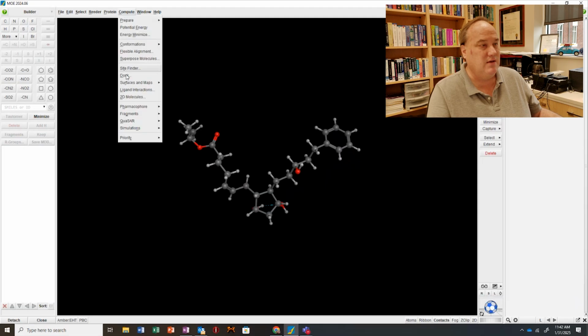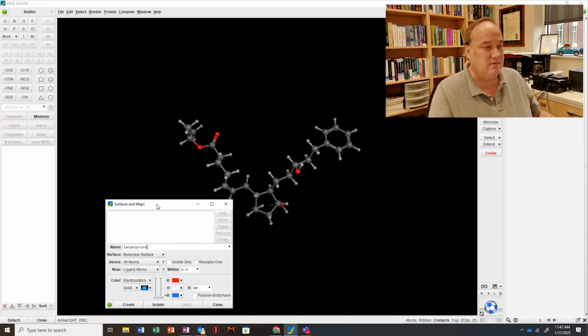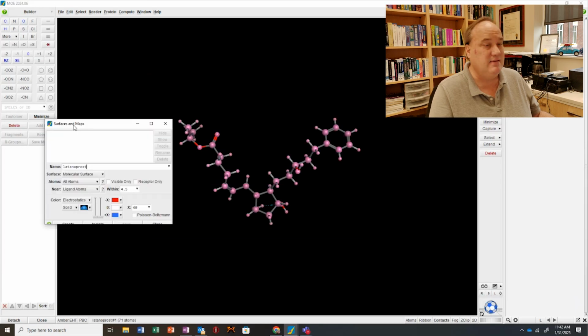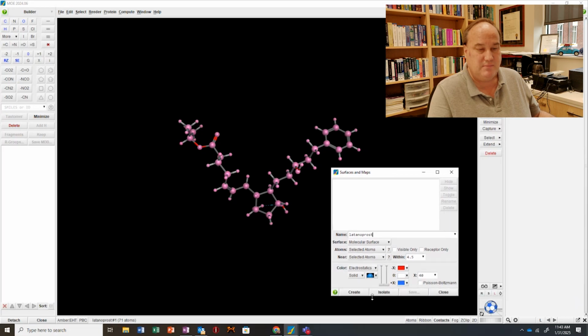Now, one of the interesting things about drug discovery, if we're studying these drugs, is to make a molecular surface. So I'm just going to make a molecular surface real quick. I need to select all the atoms when I do that, and then select my selected atoms again. Let's make my window a little bigger. We're going to make an electrostatic map.